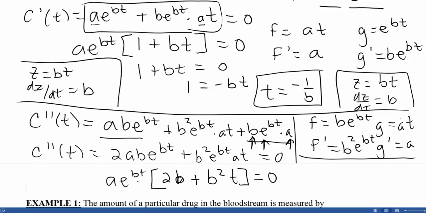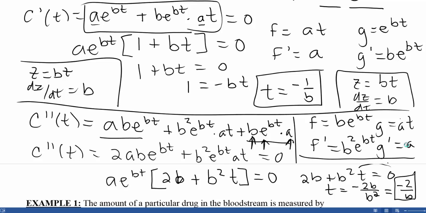Like before, I remember that e can never be equal to 0, so I have 2b plus b squared t equals 0. Solving for t, I'm going to bring this term over and then divide, and I get t equals negative 2b over b squared, but one of the b's will cancel, and I get negative 2 over b. So again, that means I can look at my original surge function, figure out what my b is, and do negative 2 divided by b, and that will tell me where my inflection point is.